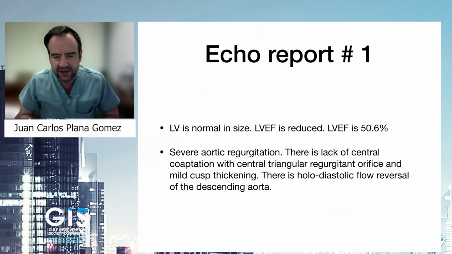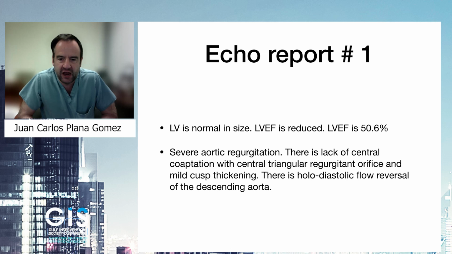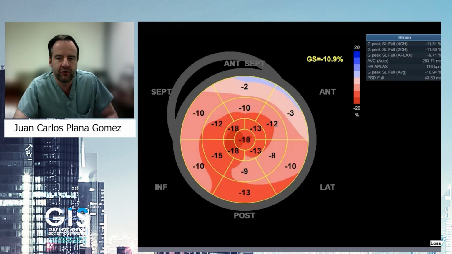Now, let's take a look at this case. In this particular case, this patient already has a reduced ejection fraction, but we're going to take a look at what happens with global longitudinal strain. This is the way in which the study was read: severe aortic regurgitation. There is lack of central coaptation with a central triangular regurgitant orifice and mild cusp thickening, and evidence of holodiastolic flow reversal in the descending aorta, really nailing the diagnosis of severe aortic regurgitation.